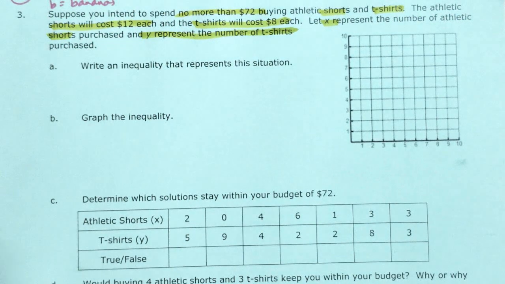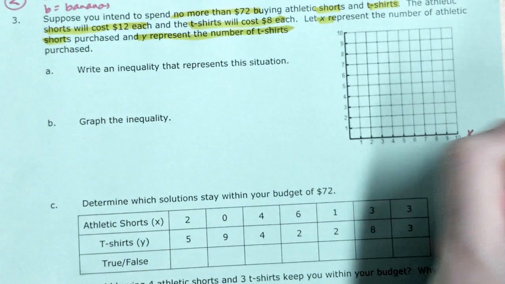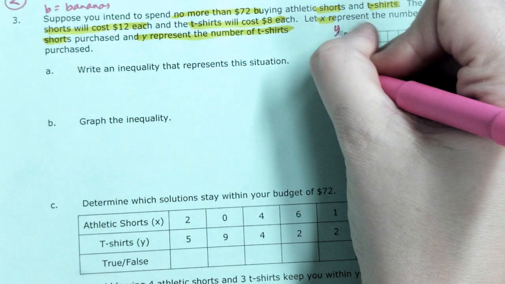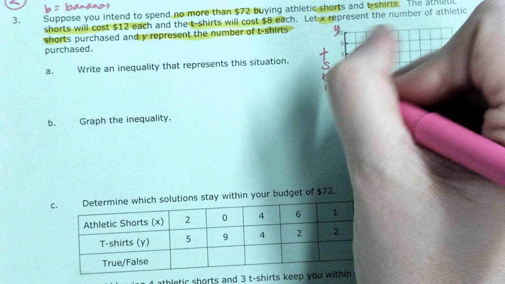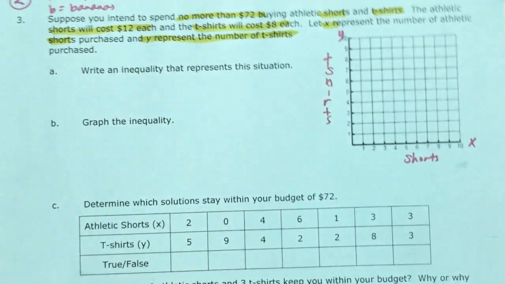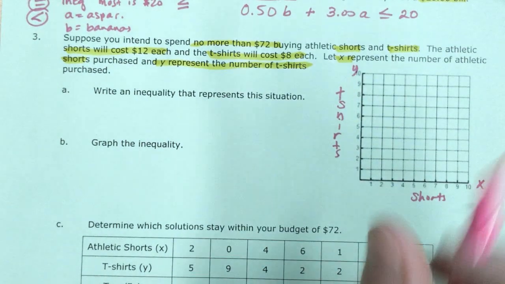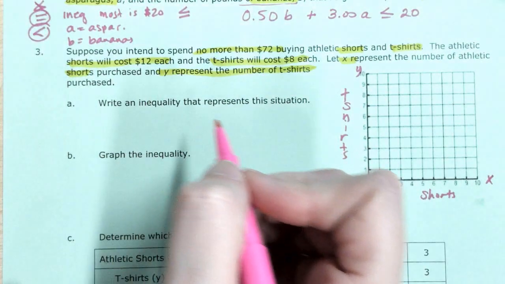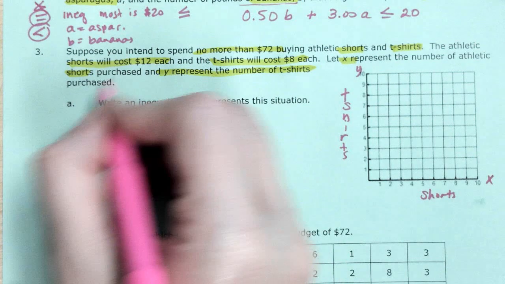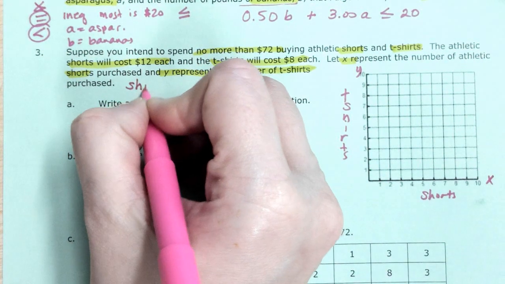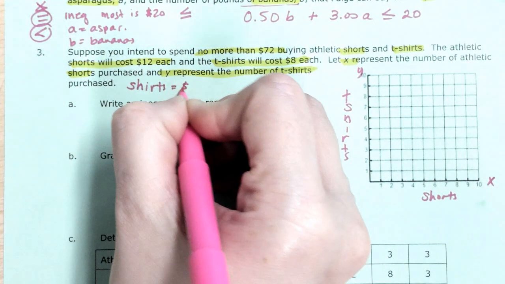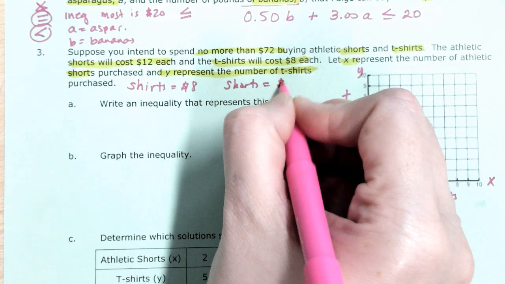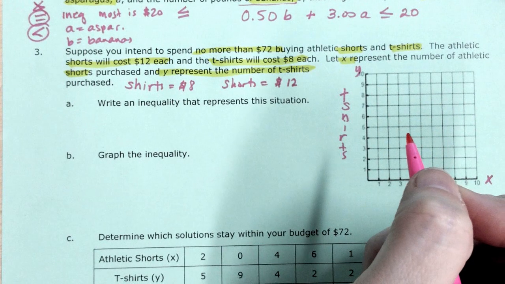So right now, I'm going to label this: X is shorts, Y is t-shirts. I'm going to label that right now because I don't want to get confused. Okay, I know that my shirts are $8 each, and my shorts are $12 each.